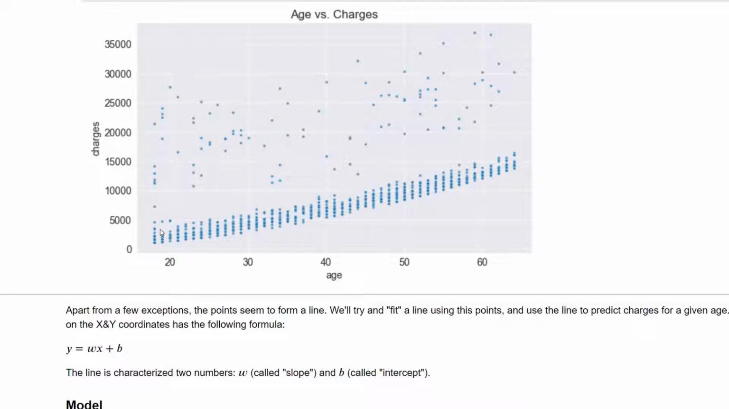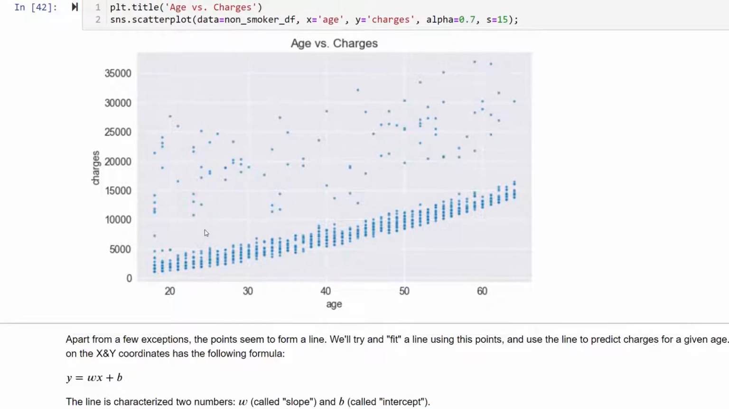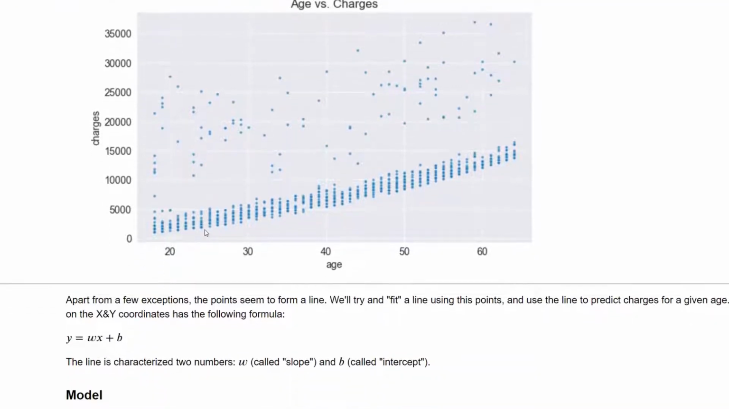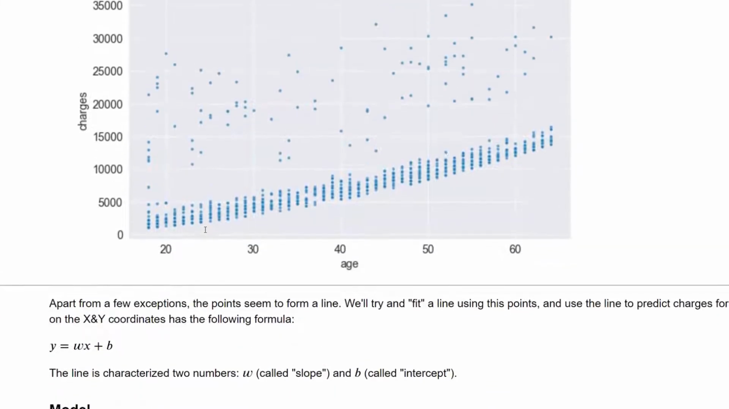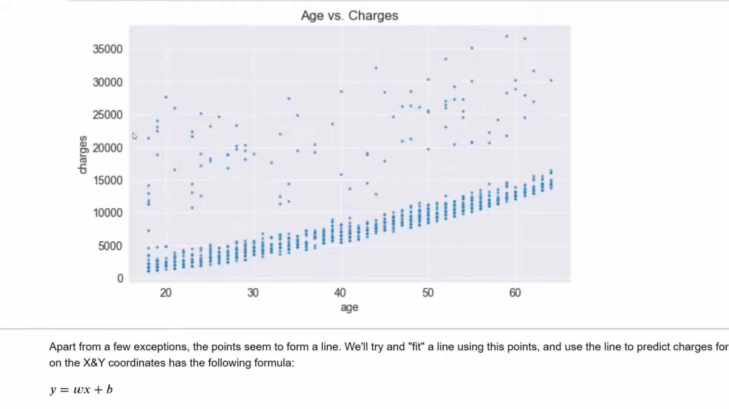At the age of 20, the minimum charges are less than 5,000. As the age slightly increases, we can see the strong correlation between the age and the charges, particularly the age of non-smokers and the charges. Apart from a few exceptions, the points seem to form a line. We will try to fit a line using these points and use this line to predict the charges for a given age. The main intention is to predict.